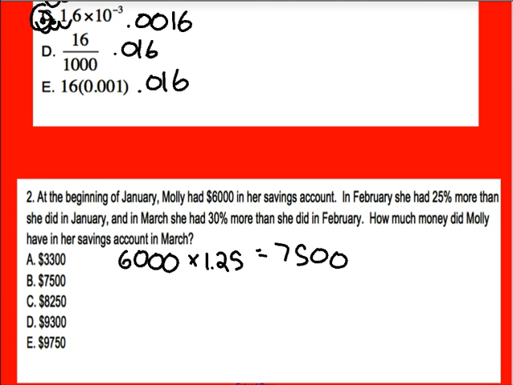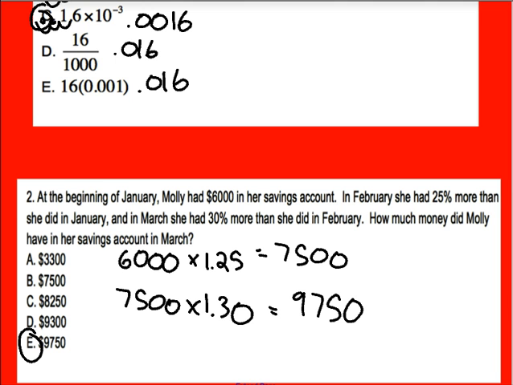Then it says in March she had 30% more than she did in February. So now I take that answer from February, and to add 30% to that, I multiply by 1.30. When I type that into my calculator, I get $9,750, and you can see that matches answer E.